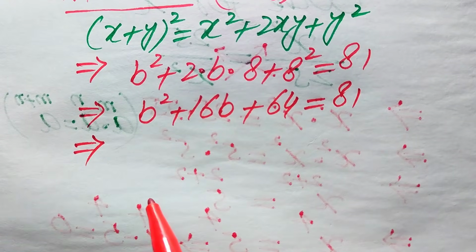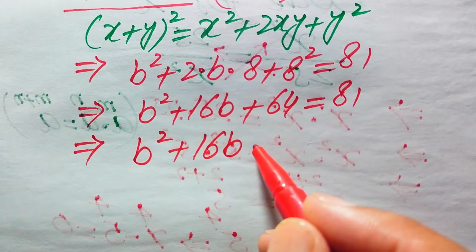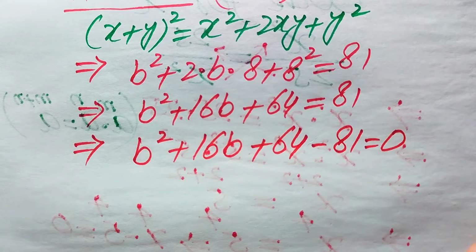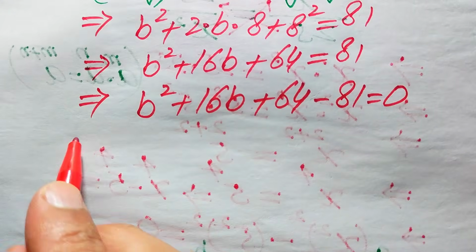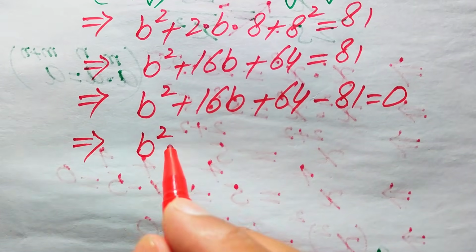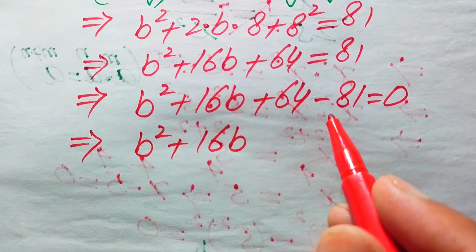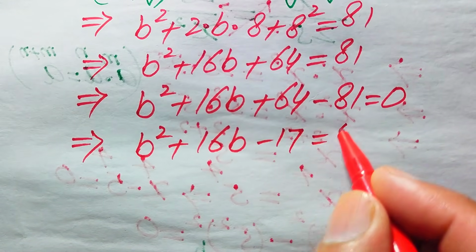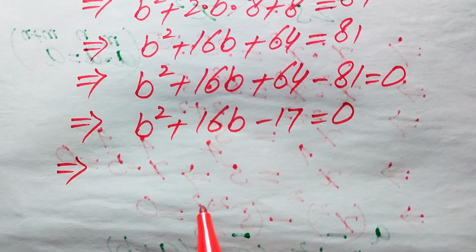And further in the next step we move the term 81 from the right hand side to the left hand side, and we get b square plus 16b plus 64, and this plus 81 becomes minus 81, and this whole equation is equal to 0. And now in the next step we need more simplification here, and we get b square plus 16b and 64 minus 81 is equal to minus 17, and this whole equation is equal to 0. So you see that this equation becomes a quadratic, and here we use the factorization technique to solve this problem.